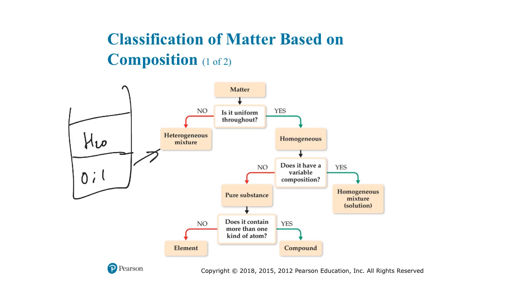So you can usually look at matter and then try to assess whether it's uniform throughout. Like if you had an intact orange, clearly that is a heterogeneous mixture, because some part is the peel, some part is the fruit, and clearly there are two different layers or separate pieces. So definitely an intact orange would not be uniform throughout.